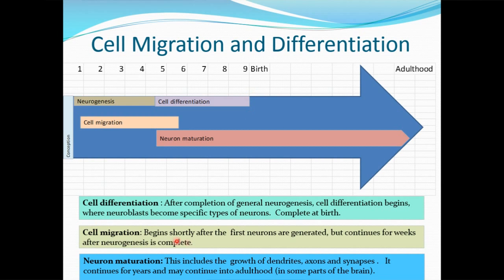Cell migration begins shortly after the first neurons are generated, but continues for weeks after neurogenesis is completed. So it starts about there and then continues for quite some time. Neuron maturation includes the growth of dendrites, axons, and synapses. It continues for years and may continue into adulthood in some parts of the brain. So here you have your neuron maturation, and it just goes on for a very, very long time.